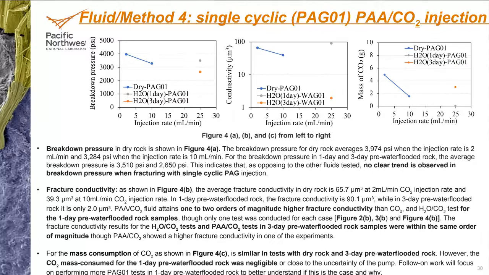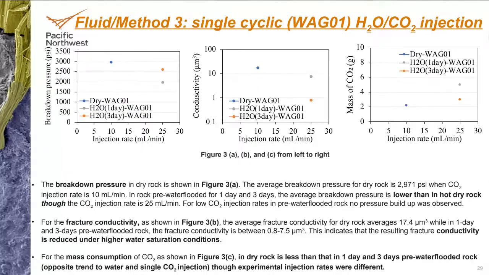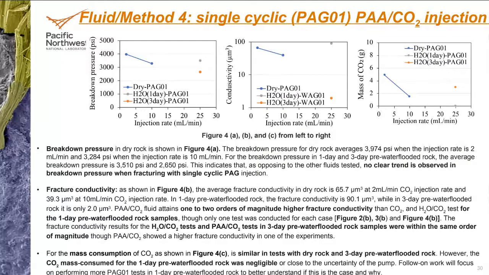What it does change, and this is similar to what we observe with CO2 in water, is that in hot dry rock, the conductivity values are high and significantly higher than in water with CO2, as you can see on the previous slide. This is about 15 cubic micrometers versus somewhere in the 60 to 80 cubic micrometers.